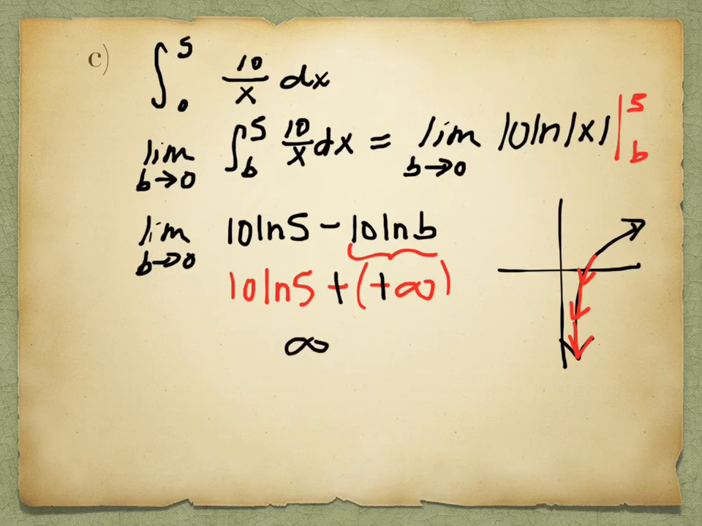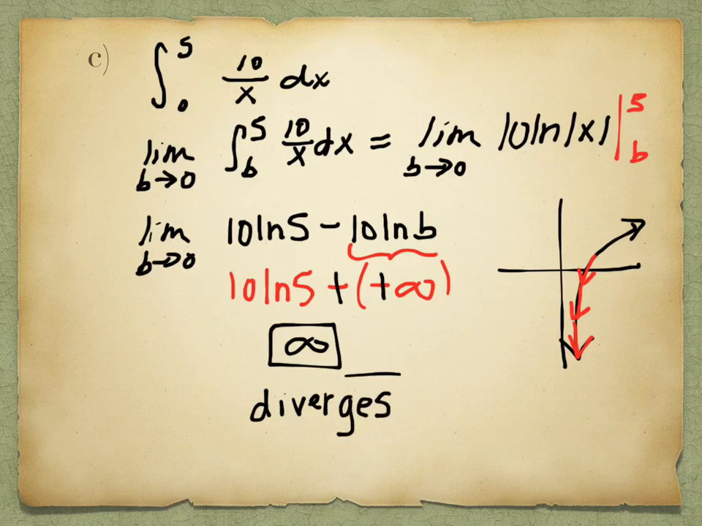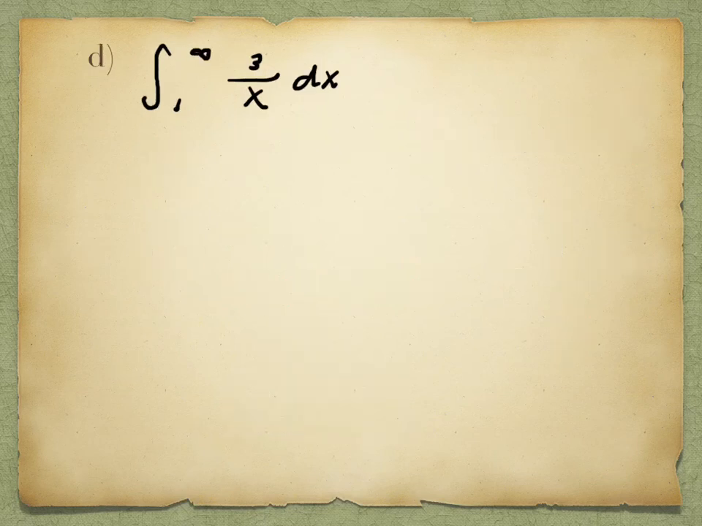So this graph has an area that is infinitely large. The area under this graph is infinitely large from 0 to 5. So does it converge or diverge? That diverges. That's the first one of those we did. Is that okay? All right, and I have one more example.